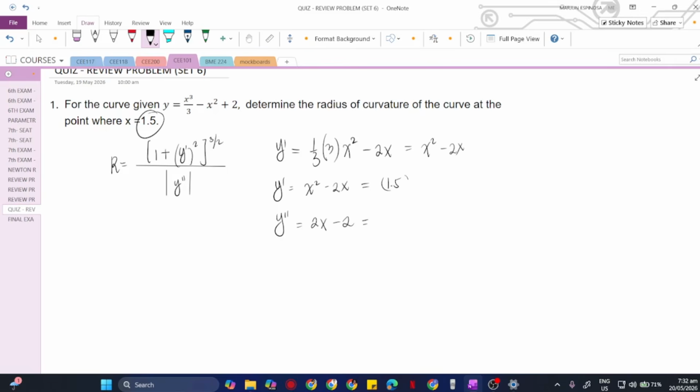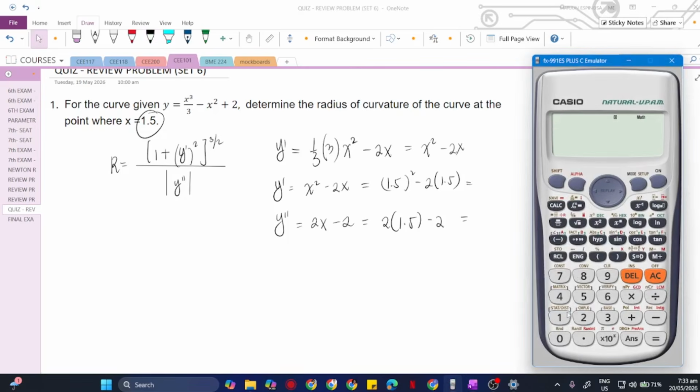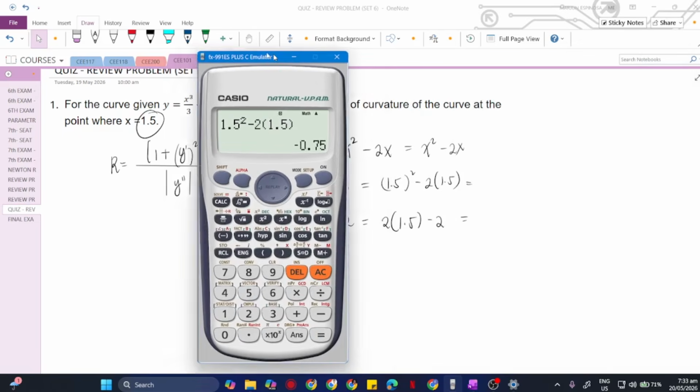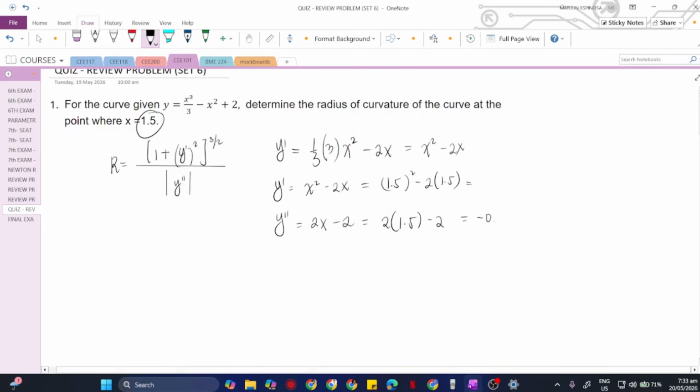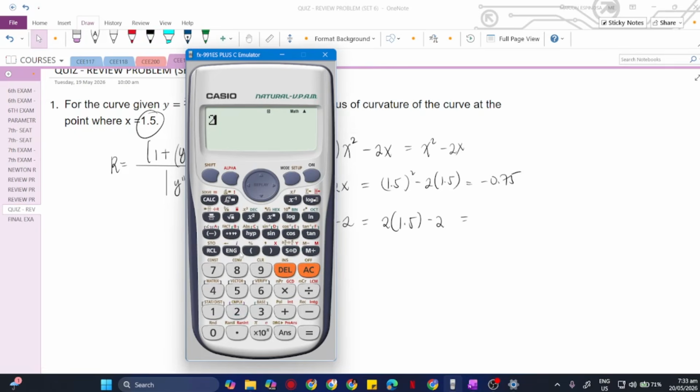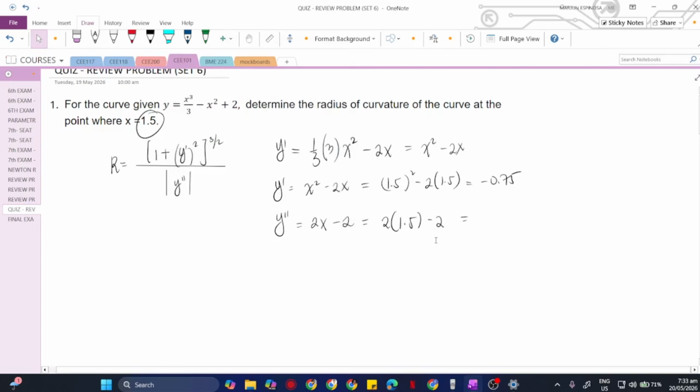Yes, that's it. Now, we need to evaluate this when x is equivalent to 1.5. So that is 1.5 squared minus 2 times 1.5. Okay, minus 2, sorry. So in other words, 1.5 squared minus 2 times 1.5 is equivalent to negative 0.75. And for the second derivative, that is 2 times 1.5, subtracted by 2, which is equivalent to 1.